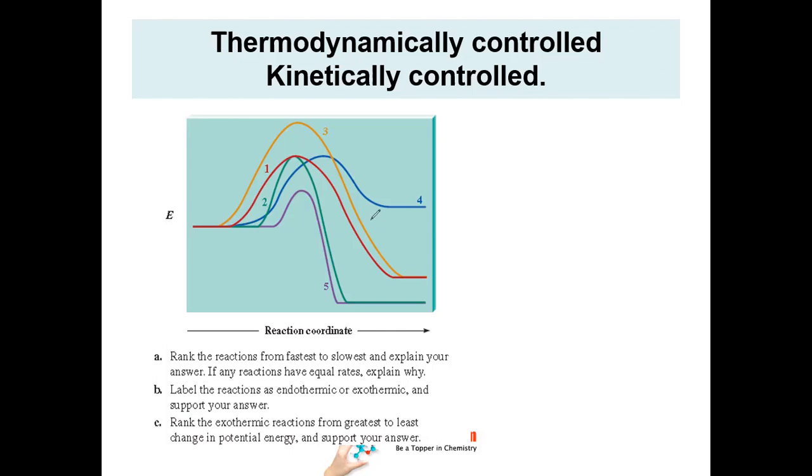So can we answer this question? The reaction numbers are written. This is the reactant, and these are different products. Reaction number 1, 2, 3, 4, 5. So a total of 5 reactions are there. Read the question and answer it, children.